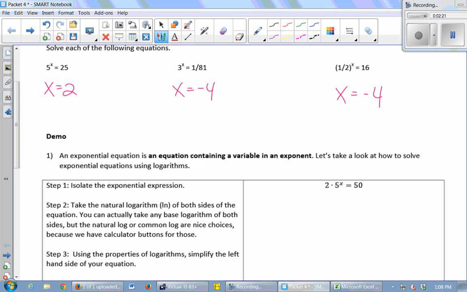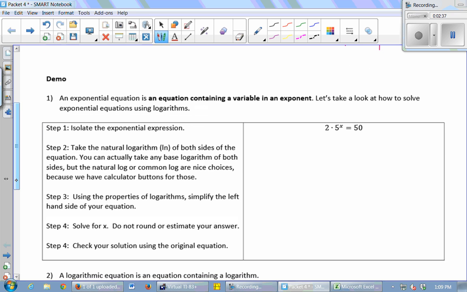So we can do it in our heads sometimes if the numbers are special. An exponential equation is an equation that has a variable in the exponent. So these 3 that we just solved were all exponential equations. We're going to look at how to solve these using a logarithm as opposed to just figuring it out in your head. Step 1 is to isolate the exponential expression.